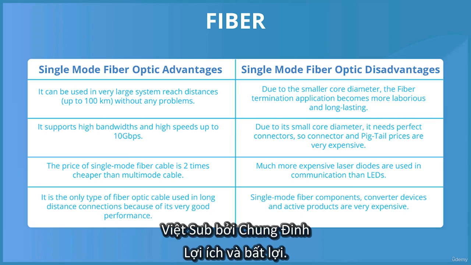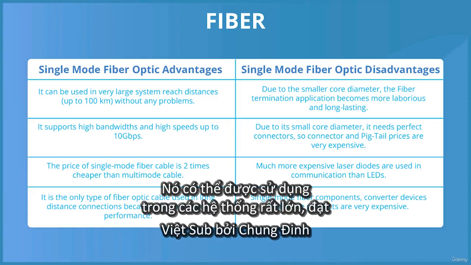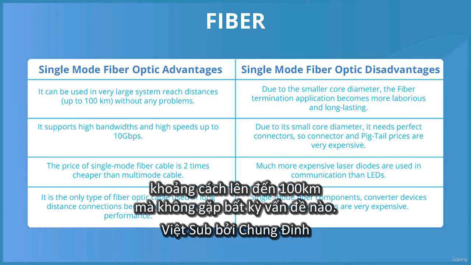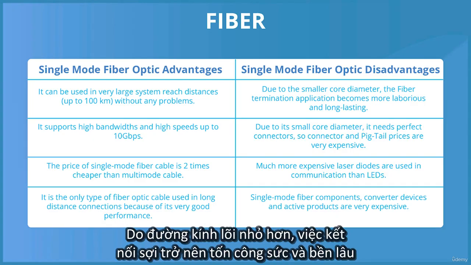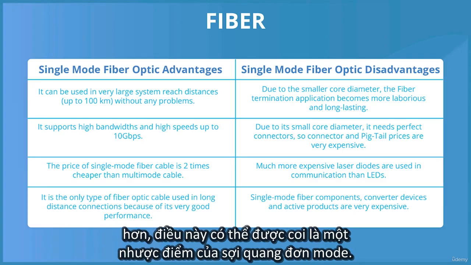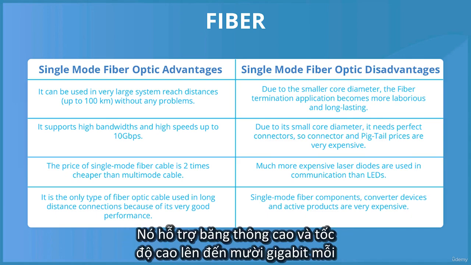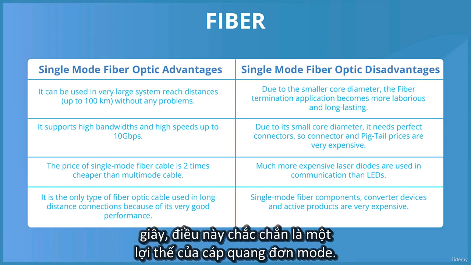Single-mode fiber optic advantages and disadvantages. It can be used in very large systems reaching distances up to 100 kilometers without any problems, which is one of the advantages of single-mode fiber optics. Due to the smaller core diameter, the fiber termination application becomes more laborious and time-consuming, which could be considered a disadvantage of single-mode fiber optics. It supports high bandwidths and high speeds, up to 10 gigabits per second, which is definitely an advantage of single-mode fiber optic cable.